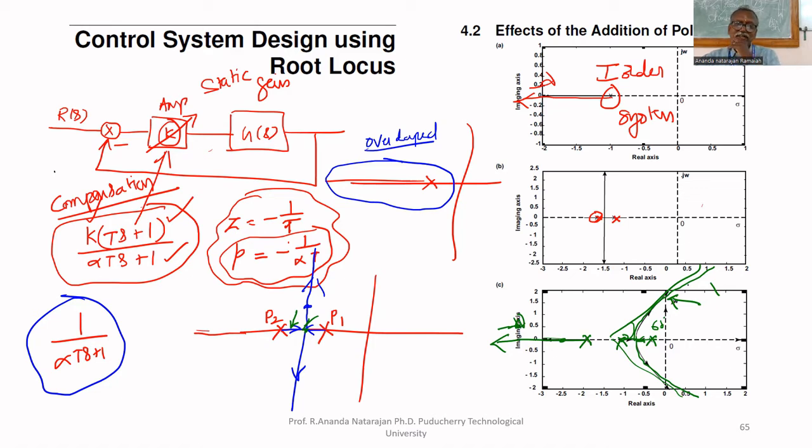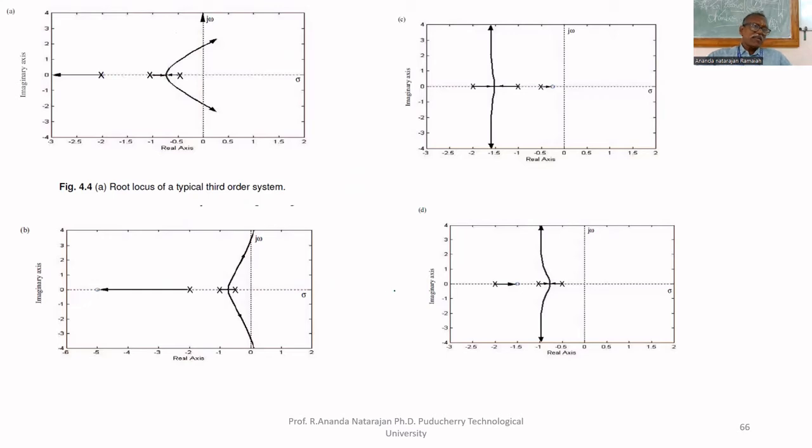So this is the effect of adding a pole to the system. First order system, if you include one pole, it becomes like this. If you include two poles, the root locus becomes like this. Suppose I am taking a third order system whose root locus is like this.